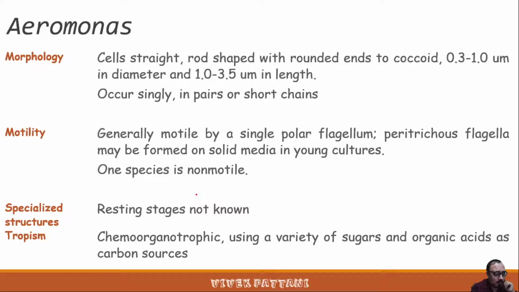Cells are basically straight, rod shaped with rounded ends to coccoid, about 0.3 to 1 micrometer in diameter. They occur singly, in pairs, or in short chains. Generally motile by a single polar flagellum, and peritrichous flagella may be formed on solid media in the case of young cultures. No specific resting stages are known, and they do not have any specialized structures.